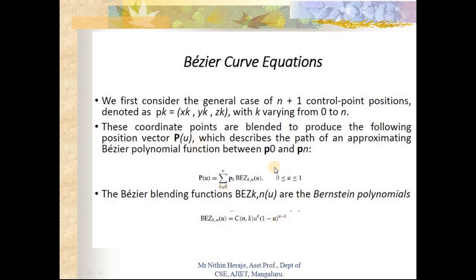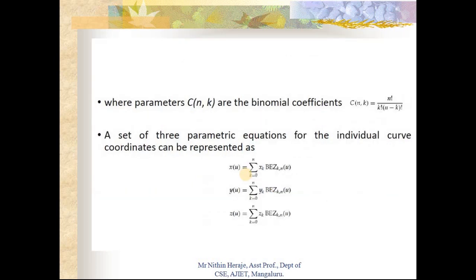If at all you need to know the derivation of this, we have a separate video wherein the derivation for this equation is given. You can just go through it. Where C of n comma k is nothing but n factorial divided by k factorial into n minus k factorial. This gives a set of three parametric equations for the individual curve coordinates, that is with respect to x, y and z. Just go through it.